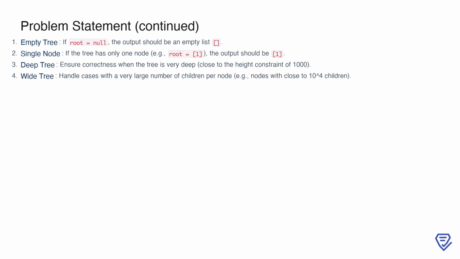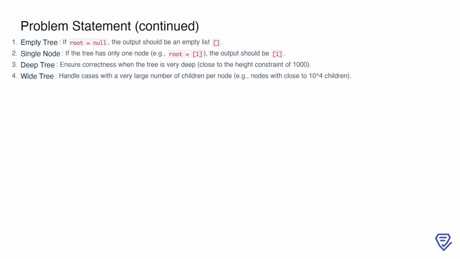There are a few edge cases to keep in mind for this problem. If the tree is empty, meaning the root is null, the output should simply be an empty list. If the tree consists of only a single node, such as root equals 1, the output will be a list containing just that node's value, 1.